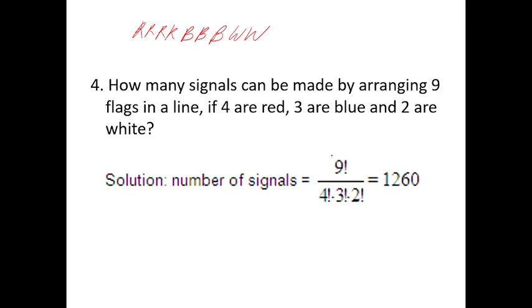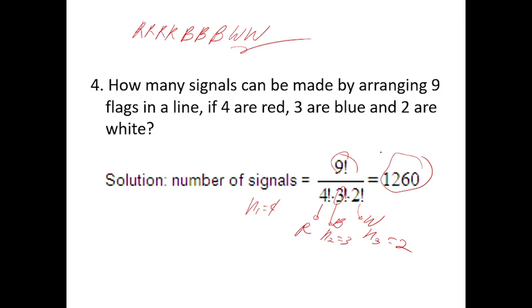No? So 9 factorial. This is for red flag. Okay, this is the first kind. No? N1 equals to 4. No? So object of the first kind, 4. N1 equals to 4. Object of the second kind, which is blue flag. No? So we have 3. No? Blue flag. Object of the third kind, white flag. No? So N3 is 2. No? Okay, I hope you get it. And we get 1260. Okay?